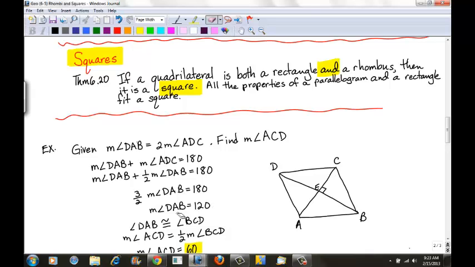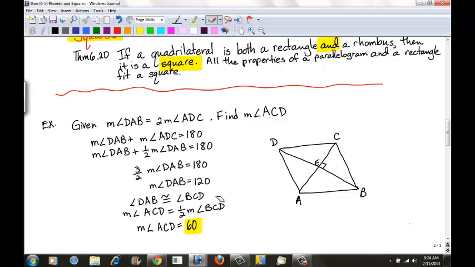And angle DAB is congruent to BCD. They have to be congruent to each other. This angle is congruent to this angle. And then I substitute it in. So a half of 120 is 60.